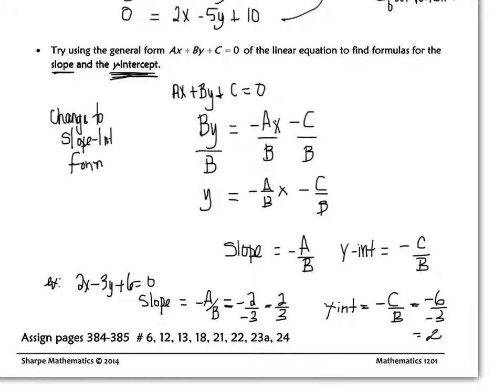But realistically, you don't have to memorize those formulas, because all you have to do is change that to slope-intercept form and you'll get those things anyway. So these are some questions for you to try now on material from this section on pages 384 to 385 of your textbook.